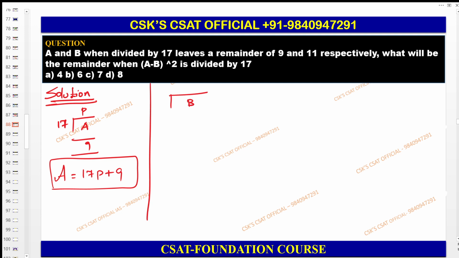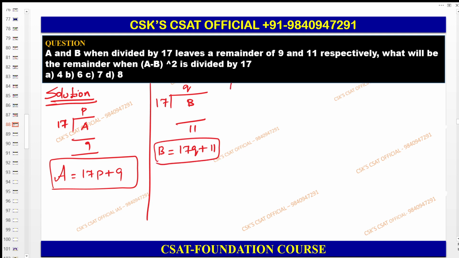B is divisible by 17. It gives you remainder as 11. Quotient you can take it as something else. So therefore B is equal to what? 17 cube plus 11. 17 cube plus 11.